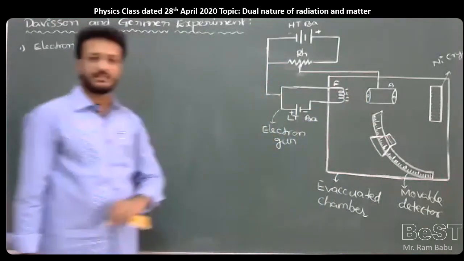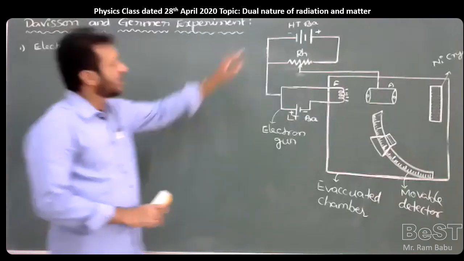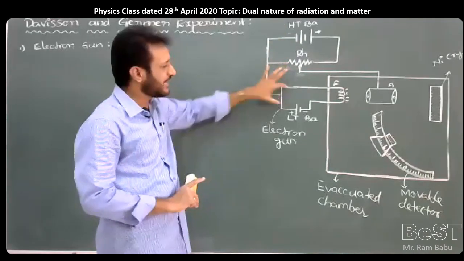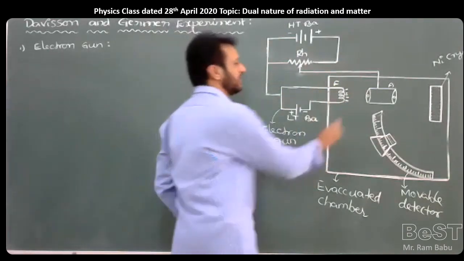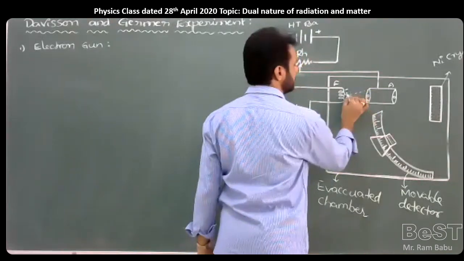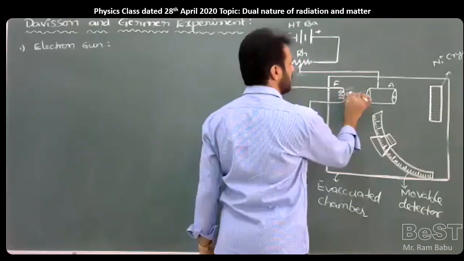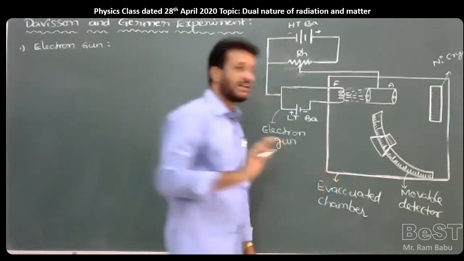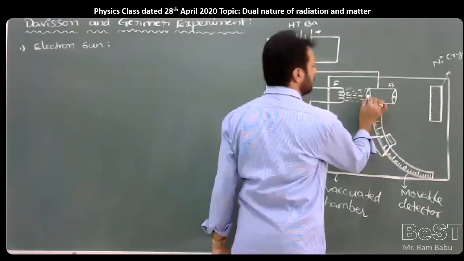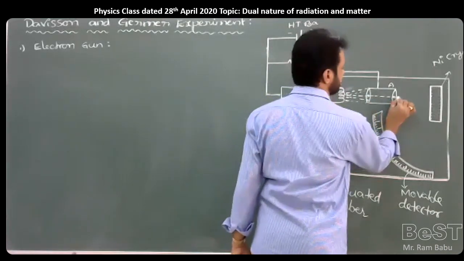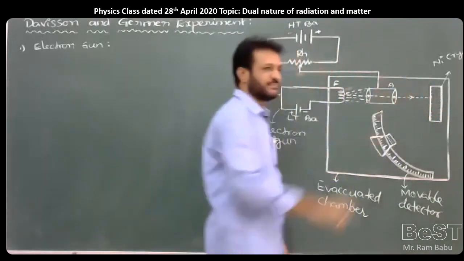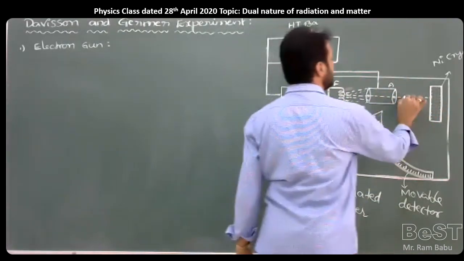Once electrons are emitted from the filament, we have to apply an accelerating potential by using a high tension battery, and all these electrons are accelerated towards the anode. So all the electrons are moving towards the anode like this. A number of electrons are moving towards the anode, but not all the electrons incident on the anode are allowed to go outside. There is only a hole. Only a fine beam of electrons is allowed to move outside like this. The electron beam coming from the anode is made to incident on a nickel crystal. So this can be called the incident beam of electrons.